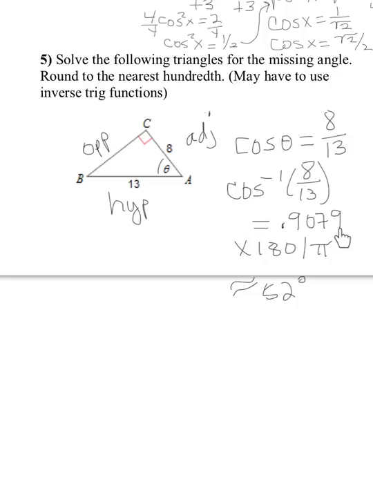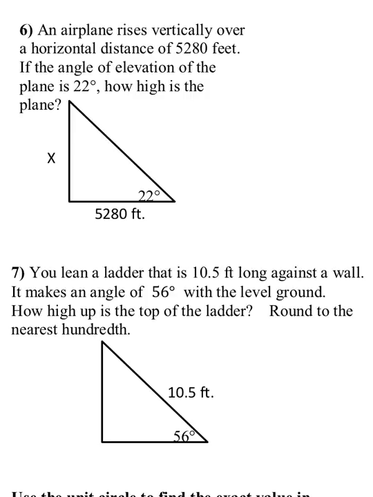Now, if your calculator's in radian mode, you're going to get this. This is a radian, 0.9079. If you're already in degree mode, you might get this. This is your degree. If you don't get the degree, then you need to convert this radian into degrees by using the conversion 180 divided by pi. So you multiply your radian times 180 divided by pi, and that gives you the angle in degrees, which is approximately 52 degrees.